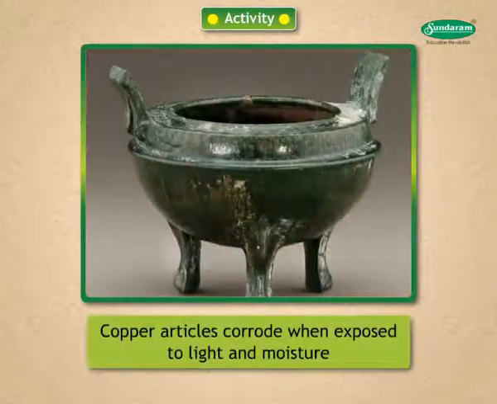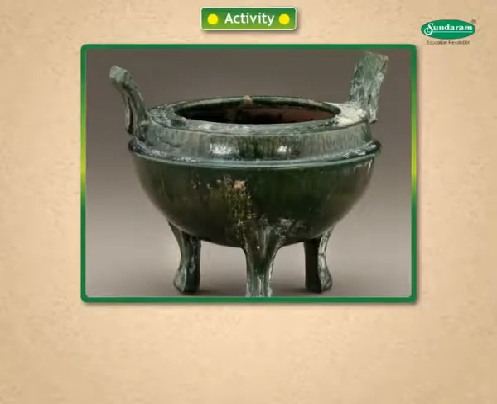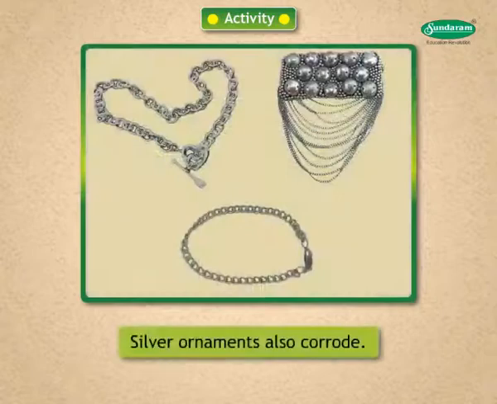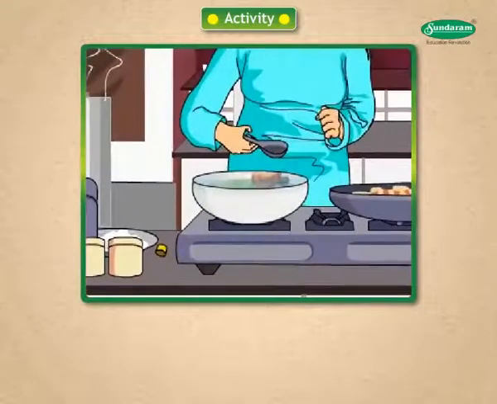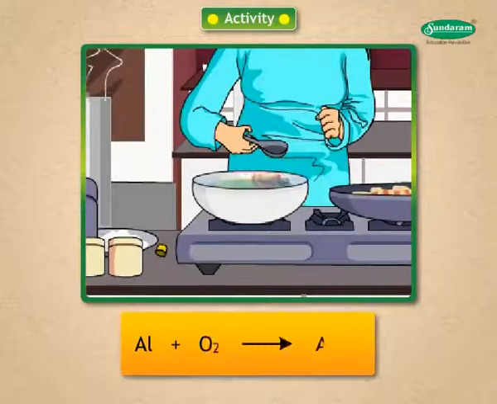When copper articles are exposed to light and moisture, do they undergo corrosion? Yes. What about silver ornaments? Yes, they do. What, according to you, is the reason for aluminium utensils retaining their original shine when green leafy vegetables are boiled in them? Aluminium reacts with air to form aluminium oxide. This makes vessels dull. When green leafy vegetables are boiled, it removes the oxide and reduces it to aluminium, which shines.